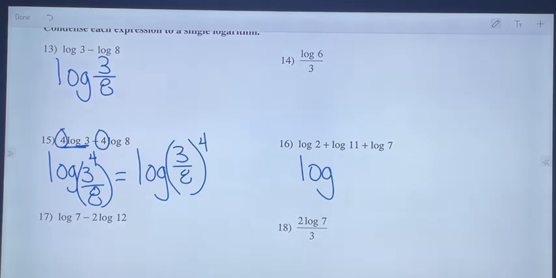I'm confused because the 2 is after the log here. Yeah, after the log. So it's really what? Log 2 times 11 times 7. But don't leave it in that format. You're not going to leave it as 2 times 11 times 7. Condense it. What's 2 times 11 times 7?